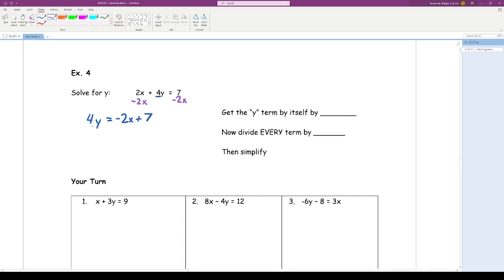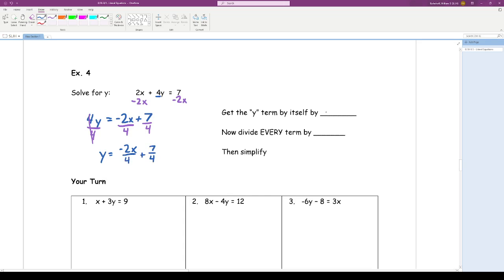Now to get rid of the 4 in front of the y, we have to divide by 4. But if we divide this by 4, we have to divide every single term by 4. We have to divide the negative 2x by 4 and the 7 by 4. So anytime there's another term, so our y term, our x term, and our constant term, they all need to be shrunk down to 1/4 of their size in order to stay equal. I'm going to rewrite this as y equals negative 2x over 4 plus 7 over 4.